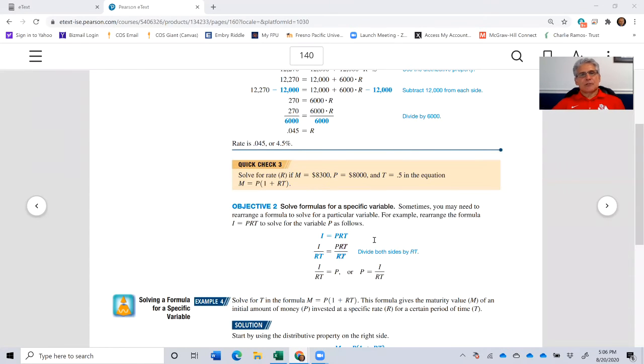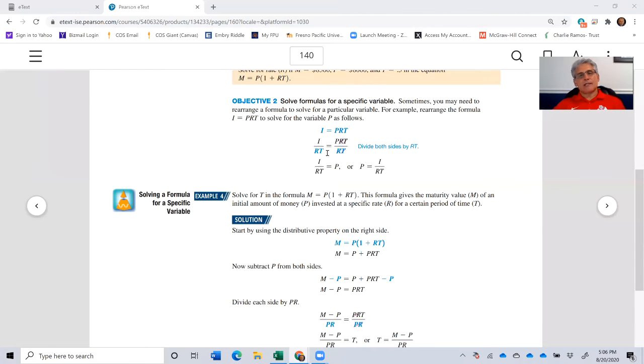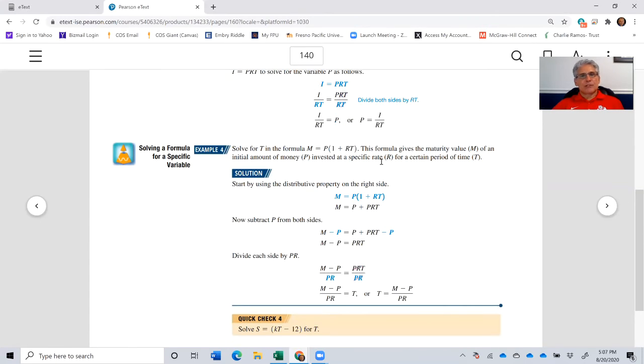Okay, so the textbook goes on to explain how you can take the I equals PRT and convert it to solve for any one of the variables. If you want to solve for P, then you isolate the P, you'll divide both sides by RT, they cancel out, you're left with the P. And to solve for the P then is simply a new formula, P equals I over RT. And the same holds true for other variables in the other formula that we learned.